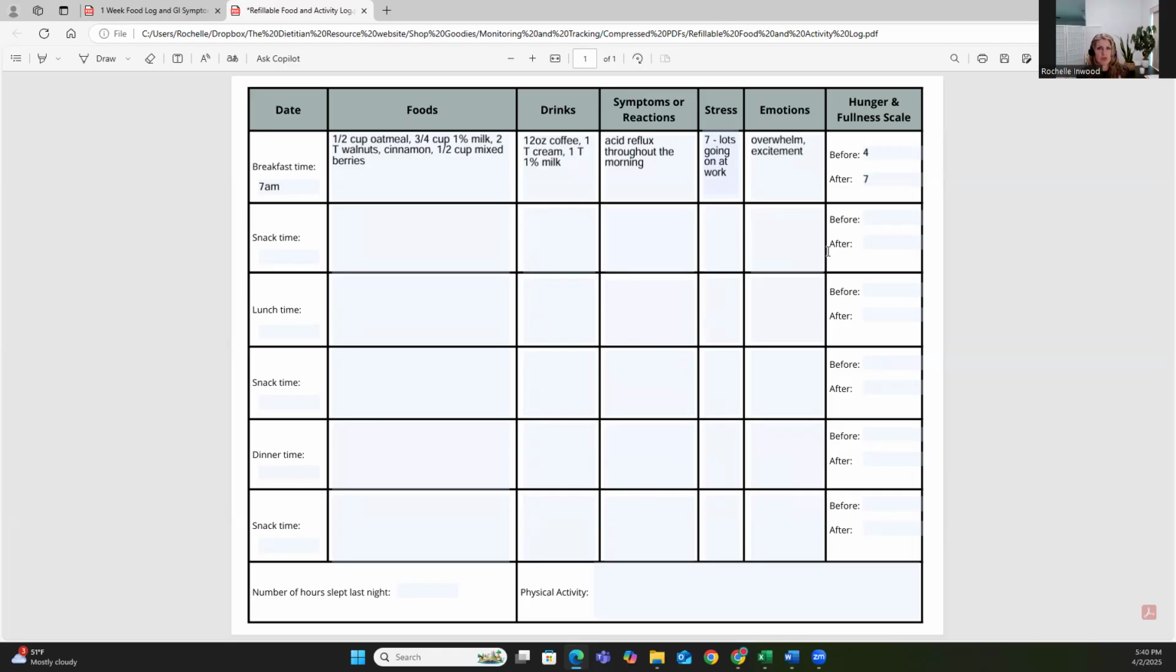So this can give us really good data. If you are sharing this tool with your clients, what we can look at this and say is, okay, what's going on with food intake? What's going on with the drinks? What's going on with the symptoms and stress and emotions? So if I look at this, I could say, okay, how quickly after you had your breakfast did you have your coffee, or did you have your coffee before or after, or was it all together?